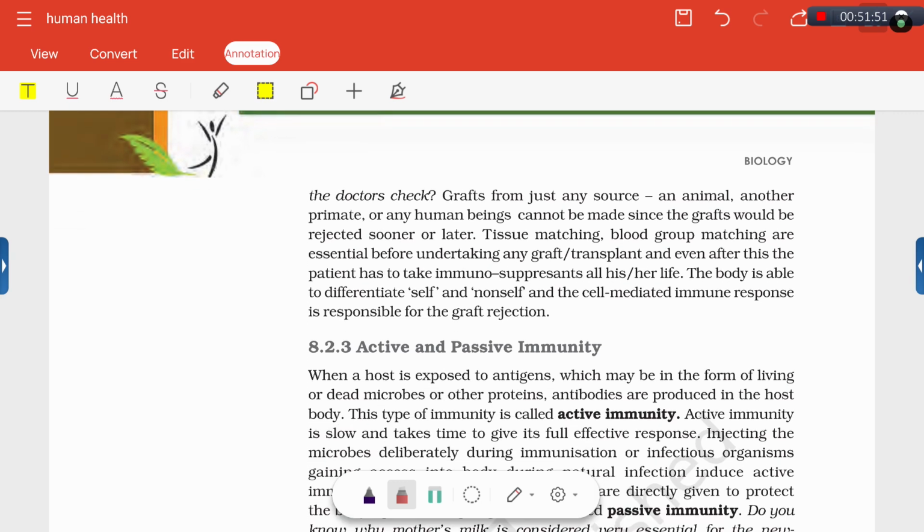You must graft from just any source, an animal, another primate, or another human being cannot be made, since the graft would be rejected sooner or later. Organ transplantation, kidney transplant, liver transplant.